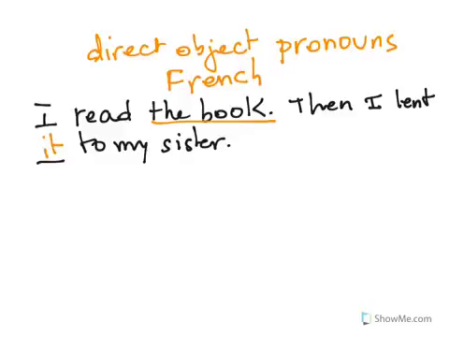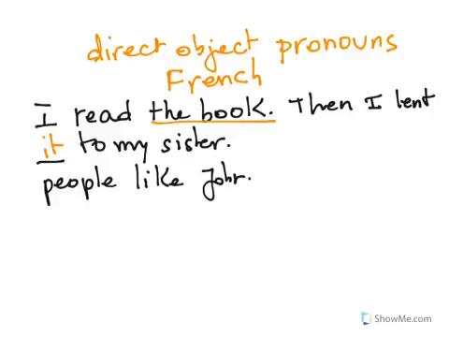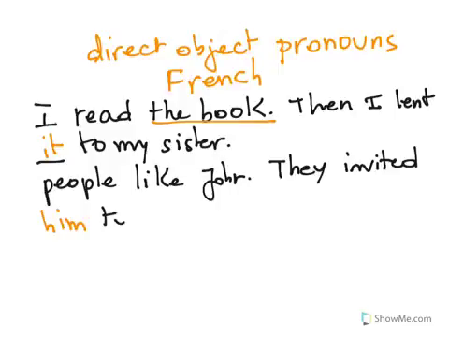The direct object in this sentence is really an object, but it could be a person. For example, people like John, and I want to replace John. I would say, they invited him to a party. So in this case, I'm replacing John by him. John is a person, him is an object pronoun.